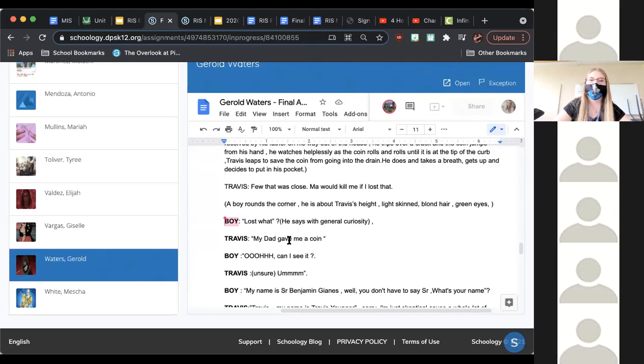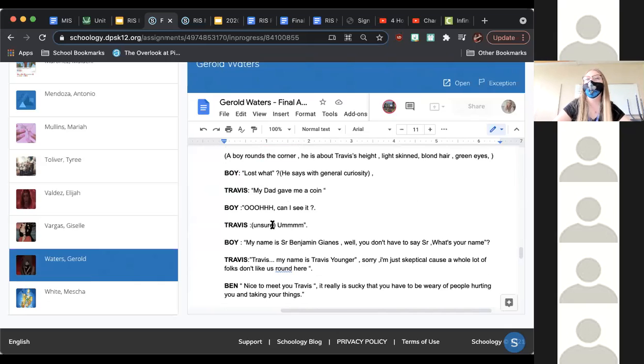Notice, however, that there were a lot of places we could add those small, tiny stage directions. He was unsure. We could even say the boy, and we could say interested and excited, right? Sorry for my bad typing when I type so quickly.